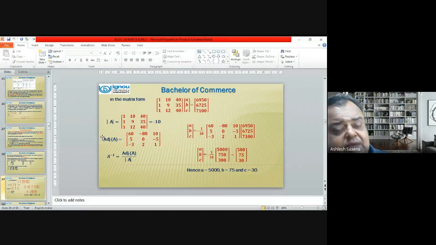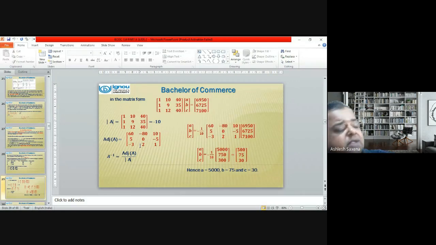Similarly, we have to calculate the adjoint of A. First of all, we have to calculate the cofactors. We have to transpose them, and by transformation, we get this matrix: 60, minus 80, 10, 5, 0, minus 5, minus 3, 2, 1. This is the adjoint of A.